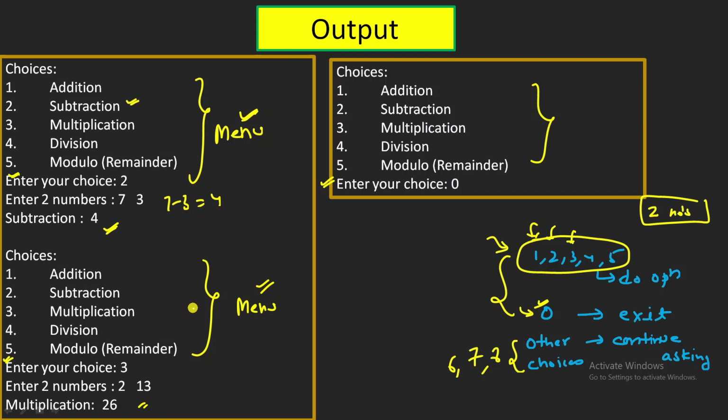Okay, so let's see how we can make this program using the do while loop. In the previous video I have already discussed how we can make a simple calculator program using the switch statement.